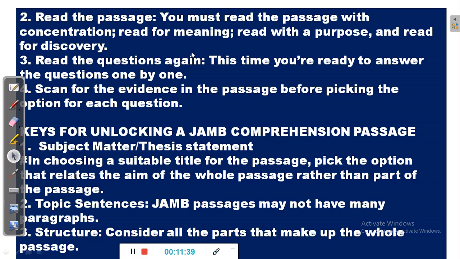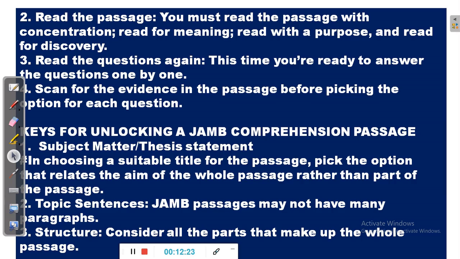Now, reading for meaning here is really quite simple. You have already read the questions, and as you read, you begin to look at the context clues, all right? Because what the question does is to give you the keywords that the question has used, and these keywords you will be looking for what they really mean in the passage, and what the examiner is actually asking you to do. So you will read for meaning, and you will read with a purpose.